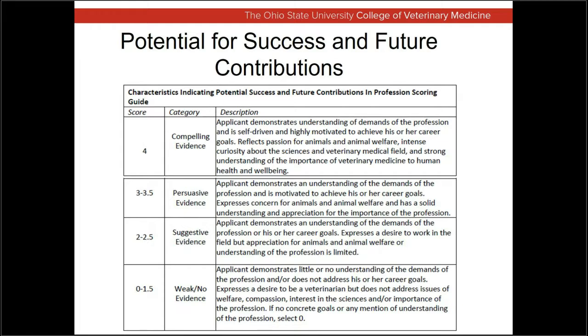It's important to note that, again, there are four categories that should summarize each applicant's supplemental materials. You'll assess a numeric score that best fits the description that you feel matches the student's supplemental application materials, such as the recommendation letters and personal essay. These characteristics indicating potential success and future contributions in professional scoring are all listed on the guide below.